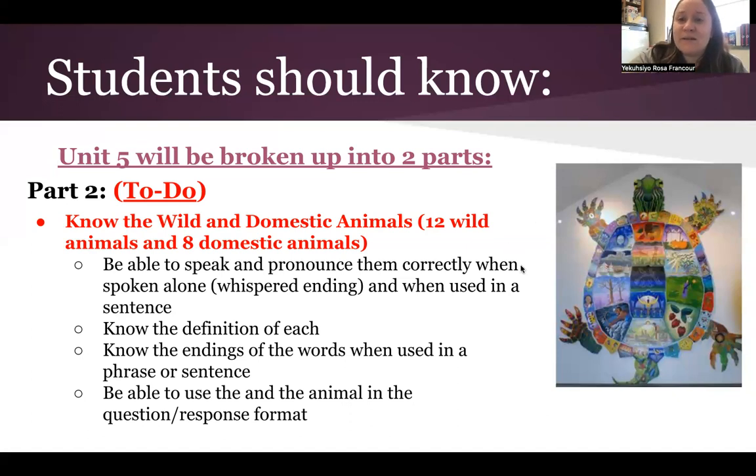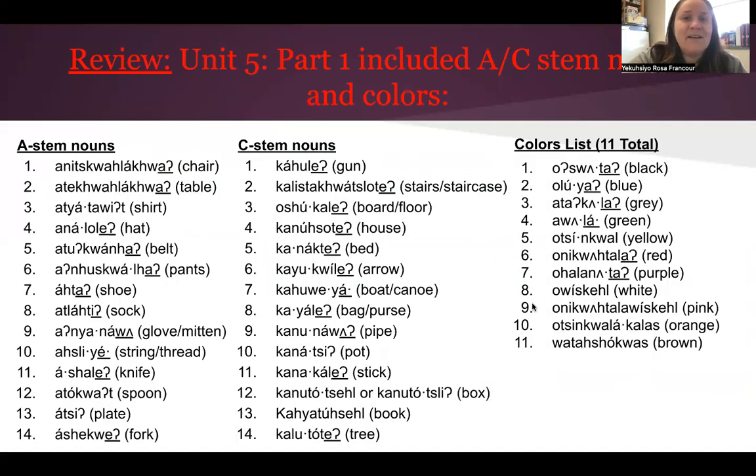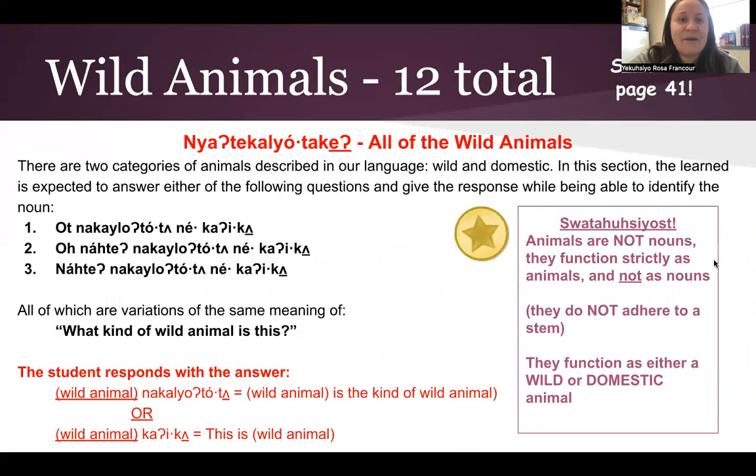So we will go over that. All right, so this is what we covered in our last video: A-stem nouns, C-stem nouns, and colors. So you learned a lot of new words, and we're going to keep adding to your vocabulary.